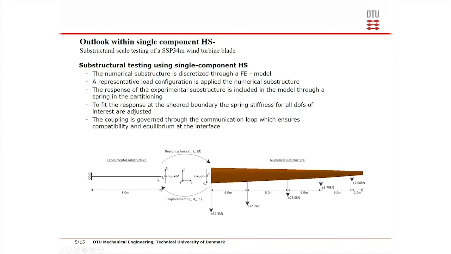So what we have here is the experimental substructure and the numerical substructure, which in this case are separated by a single degree of freedom. We have simplified the shared boundary to a single degree of freedom operated by three DOFs. So we have edgewise deformation, flapwise deformation, and a torsion working in the longitudinal direction of the blade.